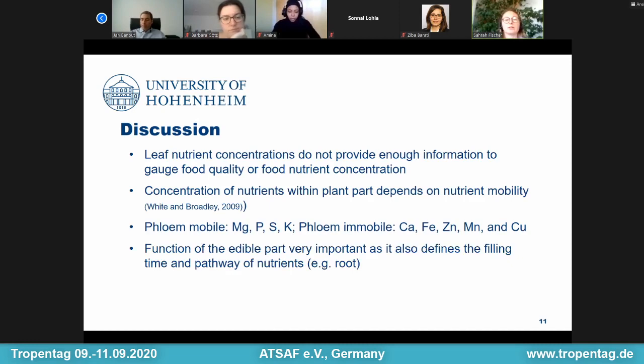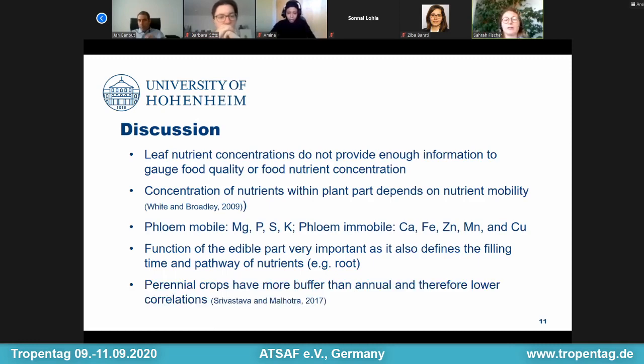What's also important is the function of the edible part, because it defines the nutrient filling time and the pathway that the nutrient takes to get to it. For example, if we look at maize grain, we know the filling time is at the end of the maize life cycle, and it's the generative part. If we compare it to the tubers of cassava, it's a whole different story, because the filling of the tuber actually depends on the physiological health of the plant part above it, since it's the storage part and not generative.